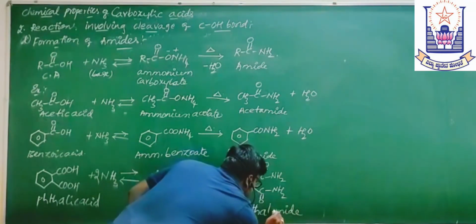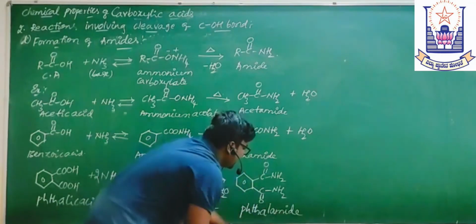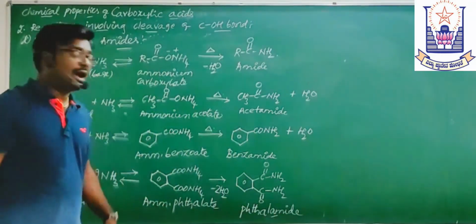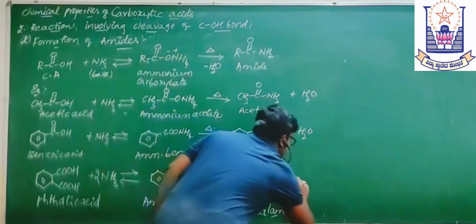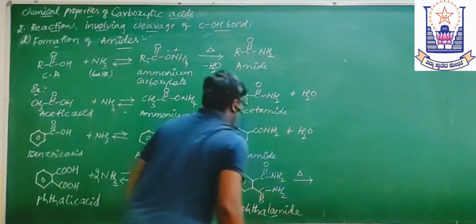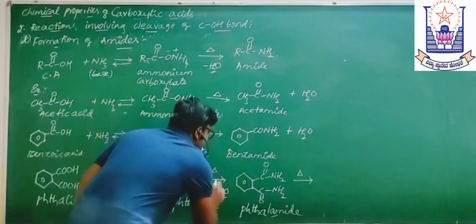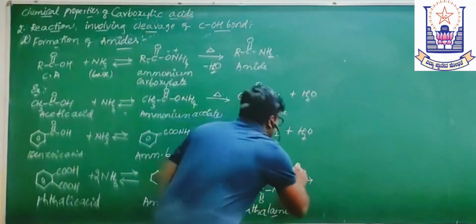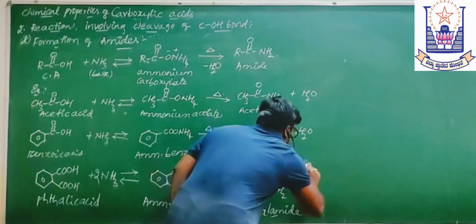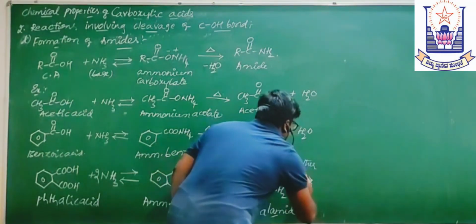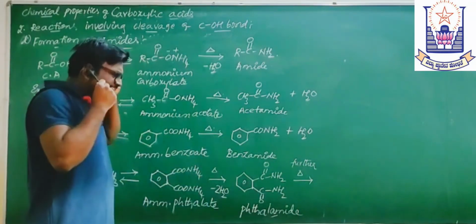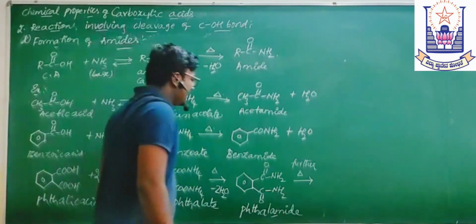What is this? Phthalamide. Amide it is. Now, on further heating, what happens? If you consider this as heating, this is further heating. What happens here? It will give you phthalimide like this.